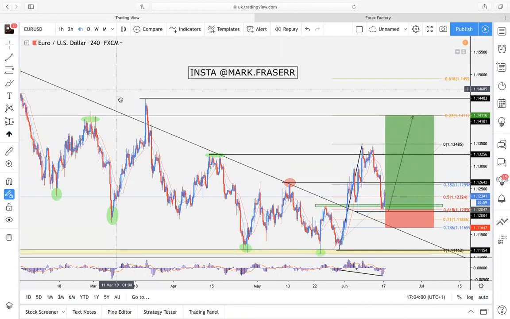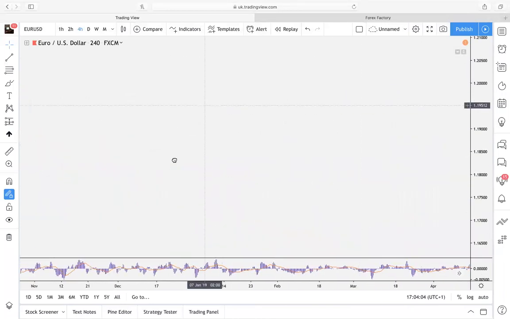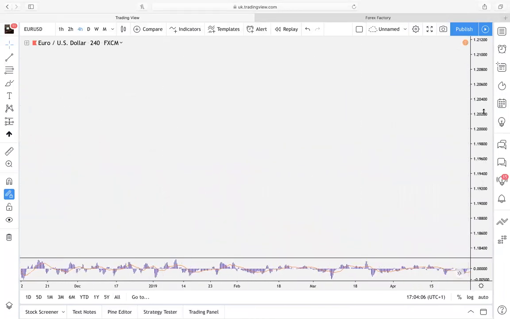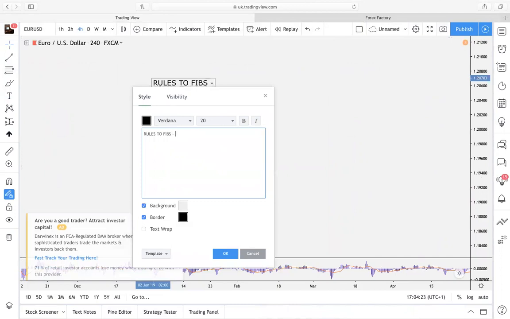So again, it's just completely up to you whether or not you want to use this tool. Test it out, see if it does work, but 9 times out of 10, everybody I've shown it to, it does work, and it's obviously elevated their trading style completely. So again, rules of fibs. It's like rules of trading, there's rules to fibs as well. So rules to fibs. Boom, let's get started.